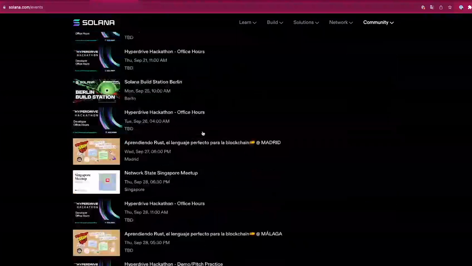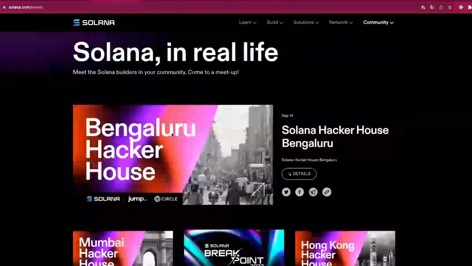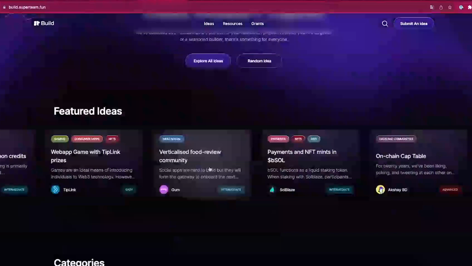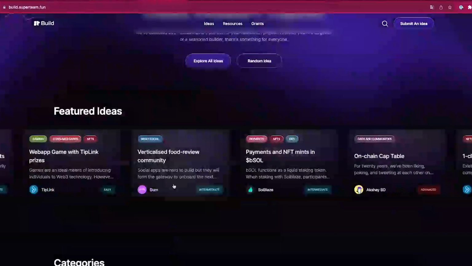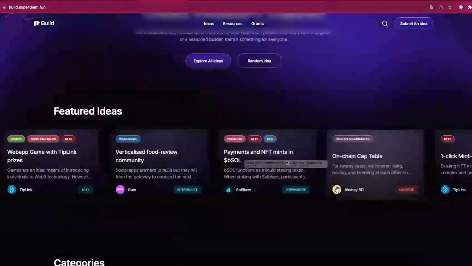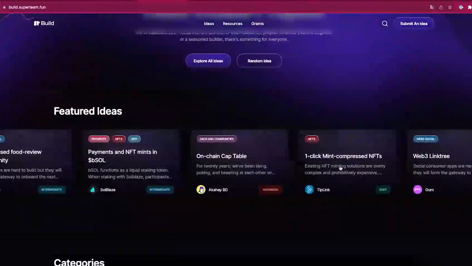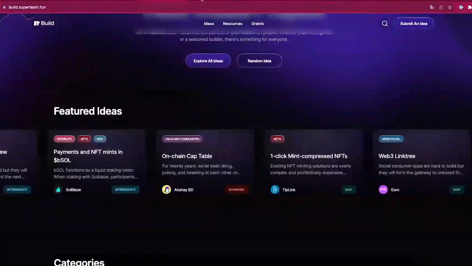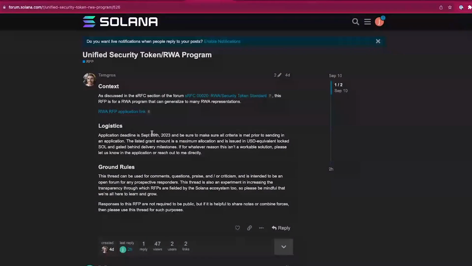Also, if you're still searching for ideas, there is build.superteam.fun. There's a big list of projects that you could build, also from different companies. And yeah, just nice ideas. If you're still searching for something, it's a very good inspiration. And if it's one of the tracks that also sponsors prizes, then maybe it's also a good idea to build on their ideas, actually.